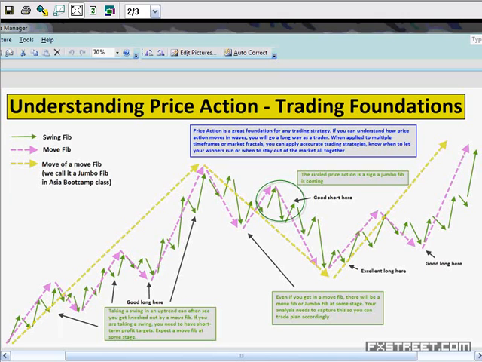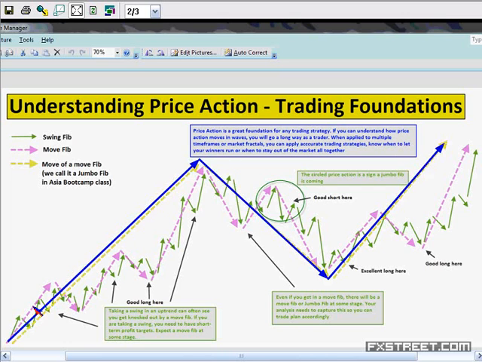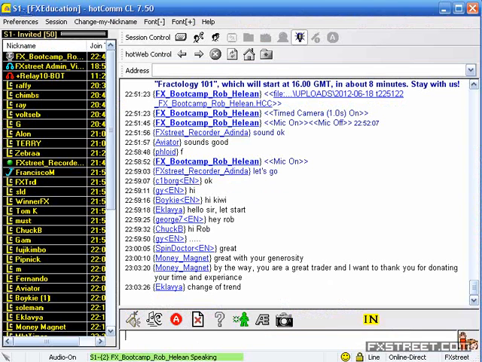Therefore, if I highlight, when you look at a daily candle, or swing, I should say, it's very important to understand that a daily swing, in most cases, will be made up of what on a 4-hour chart? Can anyone tell me? No worries, Money Magnet. It's actually a 4-hour, what we call move fib, okay?